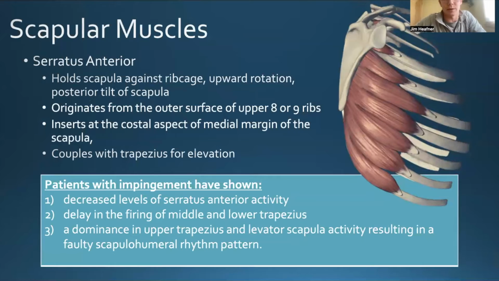Other scapular muscles, which we just mentioned, include the serratus anterior. This is known as the boxer's muscle. It lines the rib cage and attaches on the inner undersurface of the costal aspect of the medial margin of the scapula. It's known as the boxer's muscle because when a boxer throws a punch, you can see that muscle run right along the rib cage there. And that action is the function of the serratus.